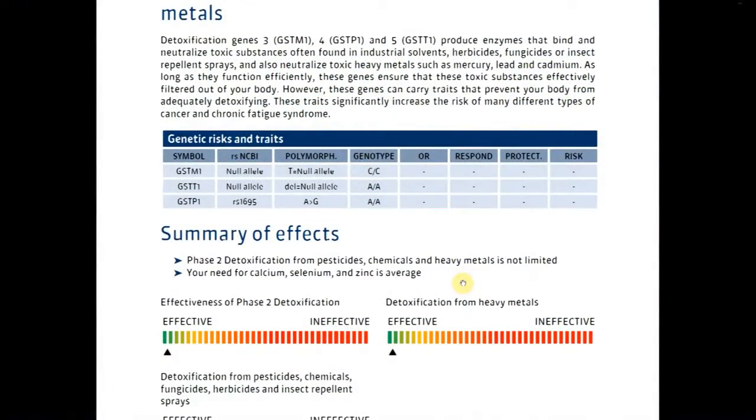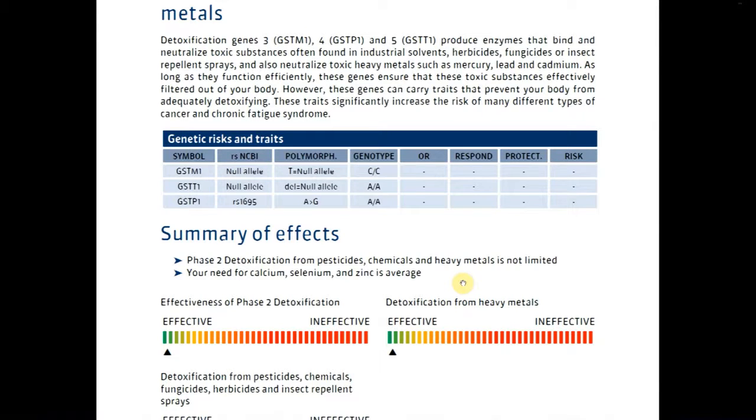So you can have 2 missing copies of the gene, you can have 1 copy and 1 missing copy, or you can have 2 copies of it. And in this case, this is the optimal genetic result. Do check what your result is. And you see here the effectiveness of phase 2 detoxification is very effective. It might also be very ineffective or somewhere in between.